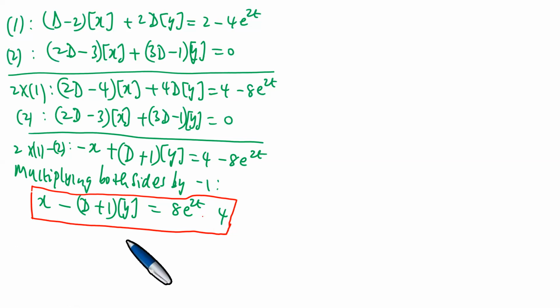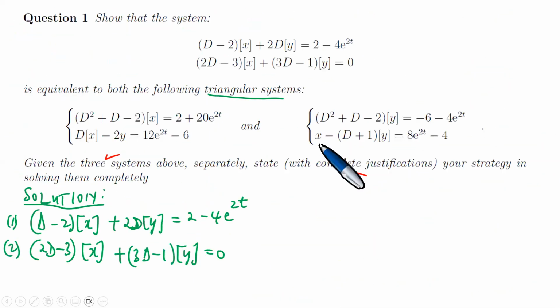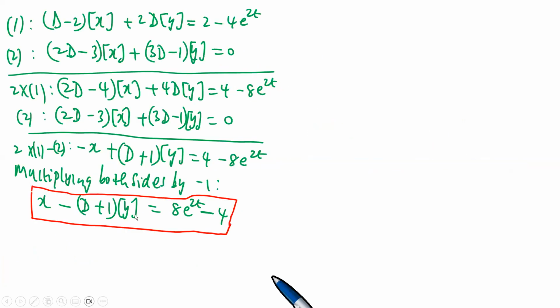Okay, any comments? Maybe there's something else you're observing? Yes, I was gonna make that comment. It should have been minus. Okay, thank you so much. Obviously, I'm making reference as well to where we're supposed to get to. So yeah, it's exactly this one. That's why I multiplied through by negative. So you have x minus (d plus 1) y equals 8e to the 2t minus 4. So it's exactly this one.